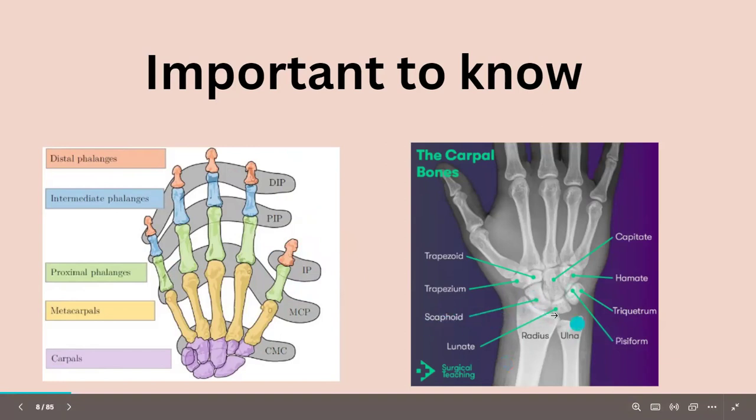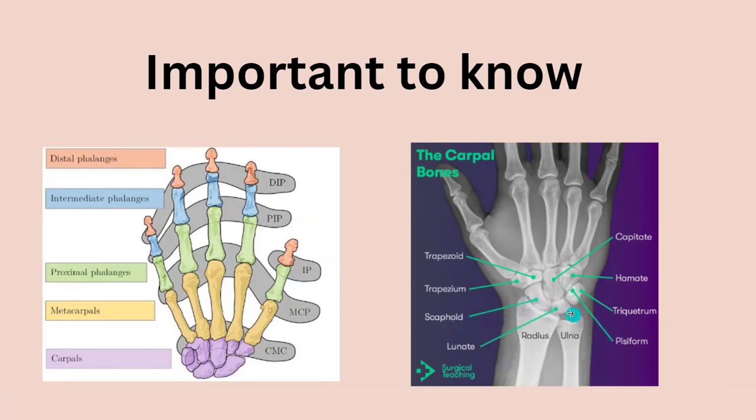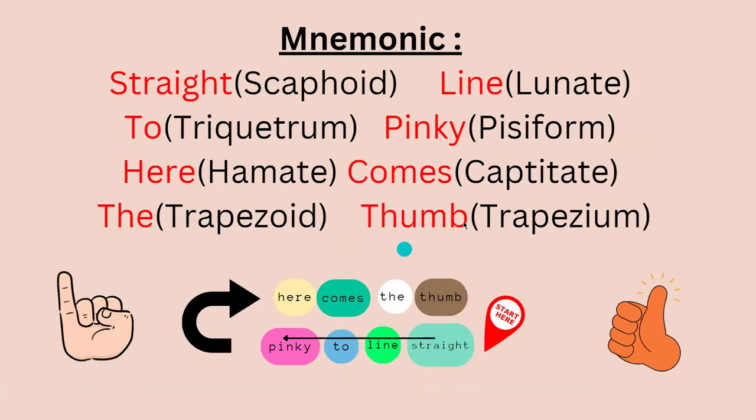So the different names of the carpal bones are the scaphoid, the lunate, the triquetrum, pisiform, hamate, capitate, trapezoid, and trapezium. Now, a mnemonic that I used back in the day was straight line to pinky. Here comes the thumb. So straight scaphoid, L lunate, T triquetrum, P pisiform, H hamate, C capitate, T trapezoid, and the last T would be trapezium.